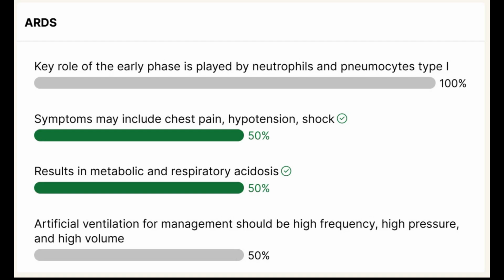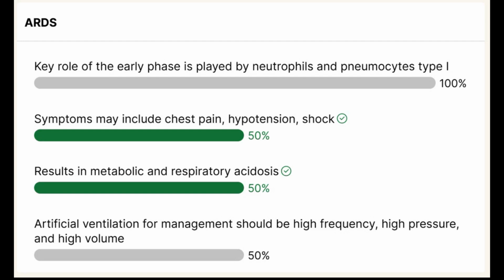Results in metabolic and respiratory acidosis. This is true because the patient will have hypoxia because of the poor function of the lungs. So you have metabolic acidosis because of the increased anaerobic respiration and the increased lactic acidosis. And because the lungs are not functioning too well, the patient typically cannot breathe very deeply. They have very shallow breathing, so they have more retention of carbon dioxide, and that causes respiratory acidosis.